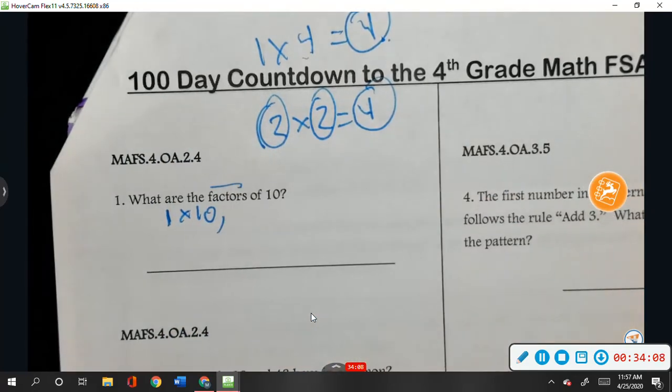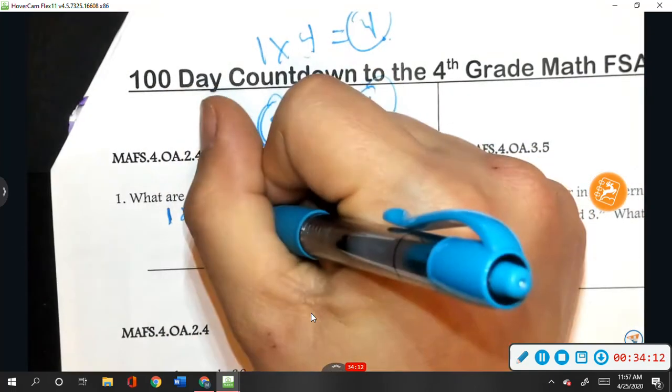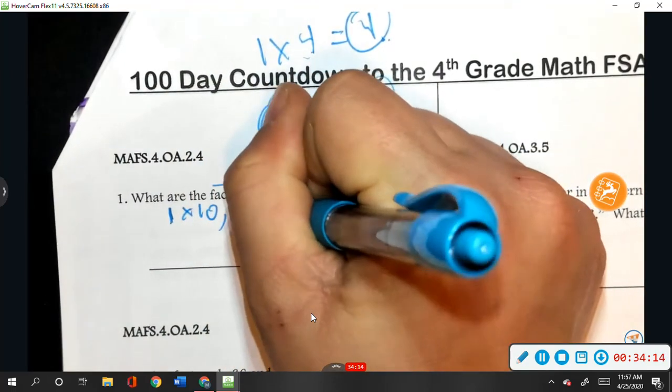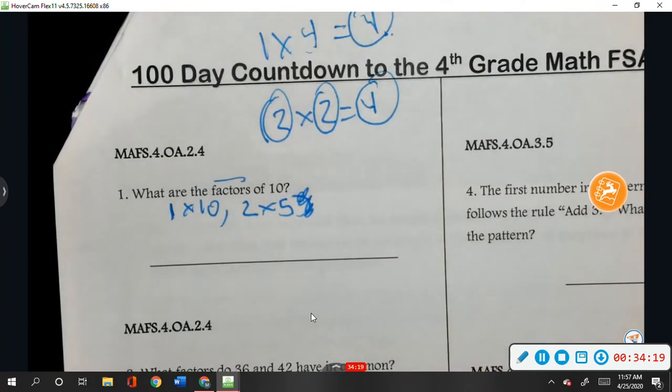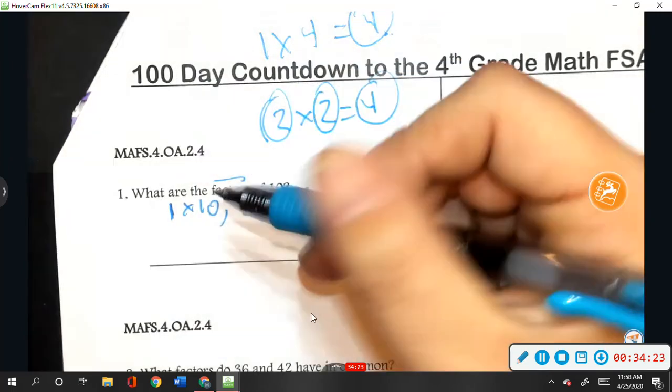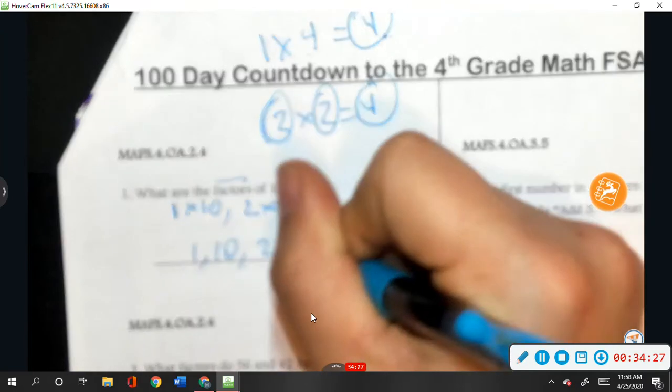What else can we multiply to get 10? 2 times 5. Are there any other factors of 10? No. So our factors are 1, 10, 2, and 5.